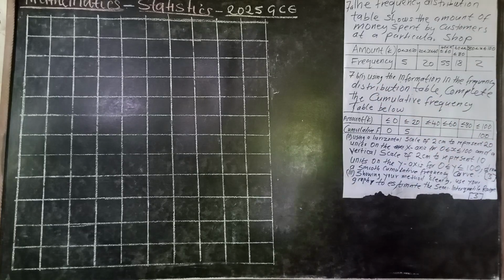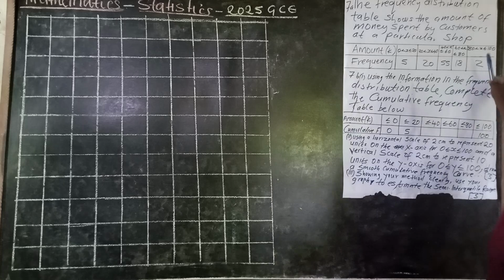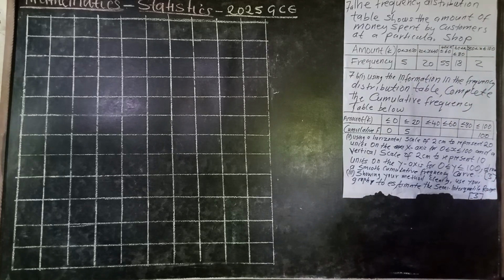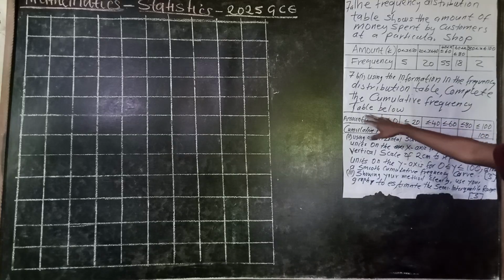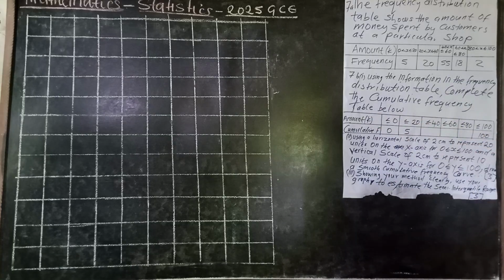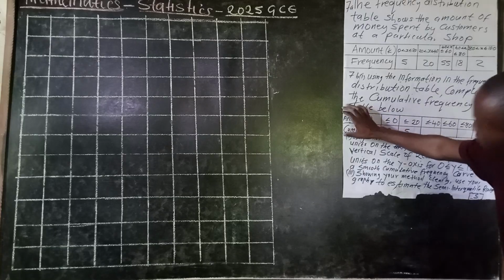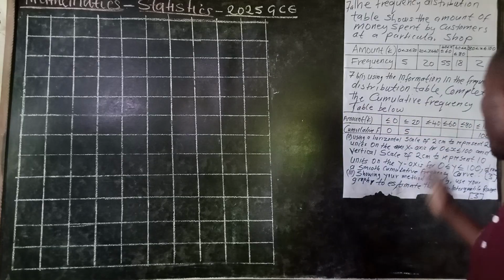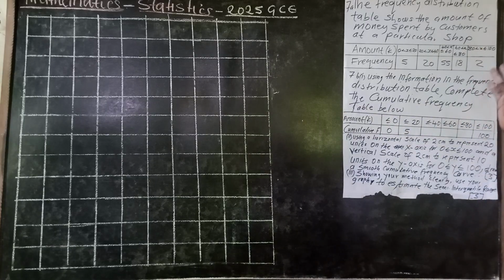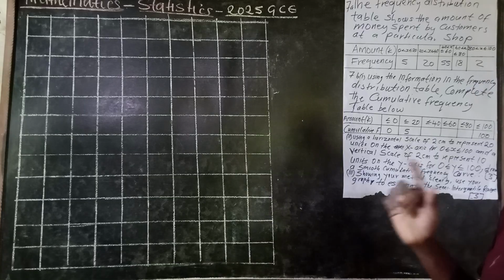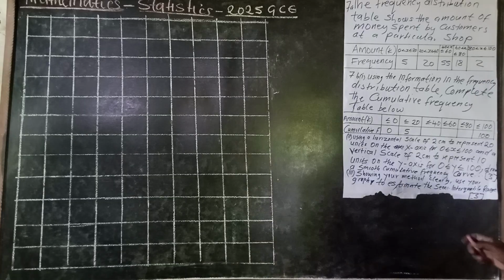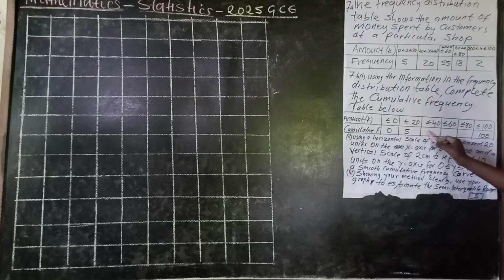information in the frequency table, which is this one, the frequency table, complete the cumulative frequency table below. So the cumulative frequency table which they are talking about is this one. For us to complete this one, we are going to use the frequency table given on the board there. Which part are they telling us to complete? It's this. We have 3 boxes here, so we have to complete this.